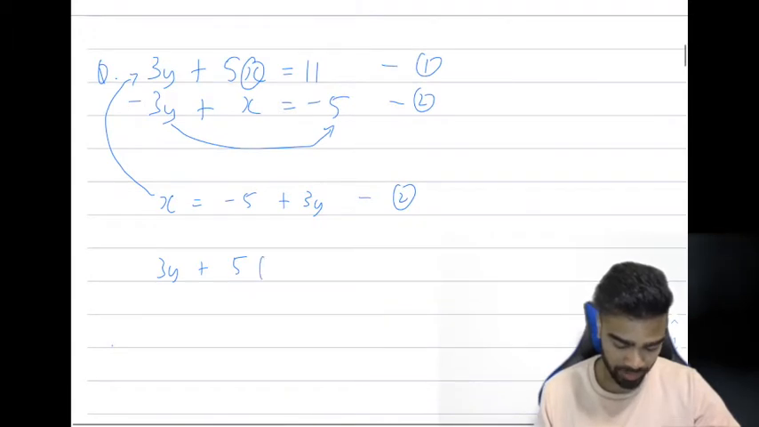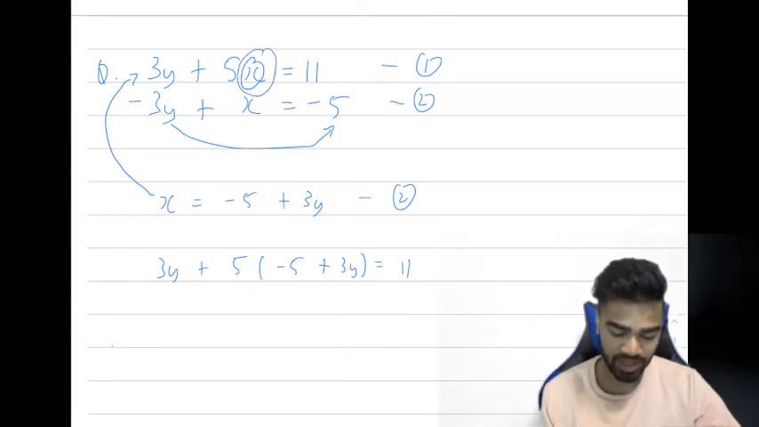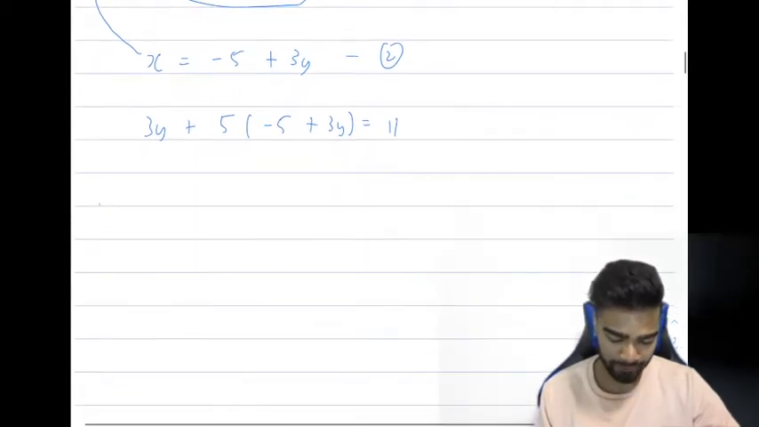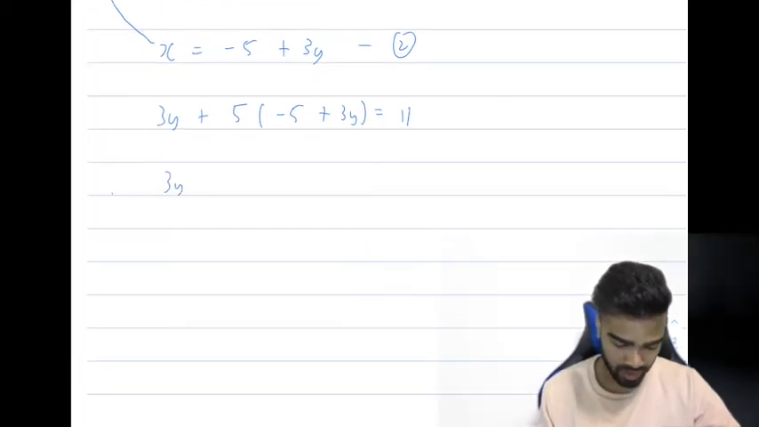So 5 multiplied by negative 5 plus 3y is equal to 11. So all I did was took out this x and replaced it with negative 5 plus 3y. Okay, let's keep going. So I have 3y plus, expand the brackets now. Expand the brackets. 5 times negative 5 is negative 15. 5 times 3y is plus 15.